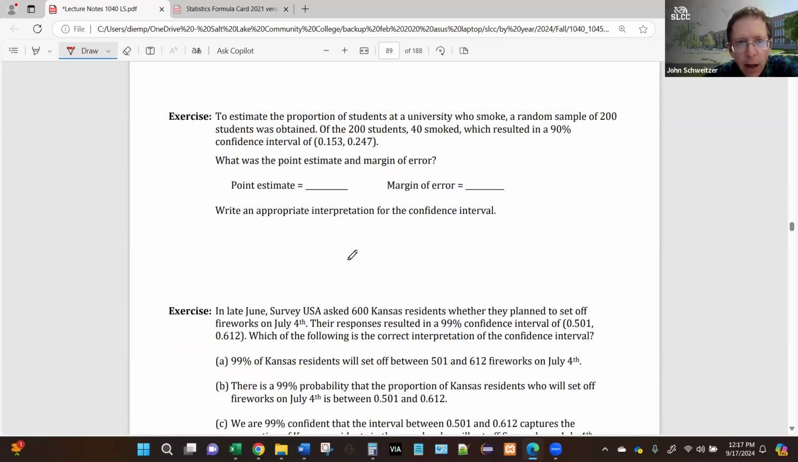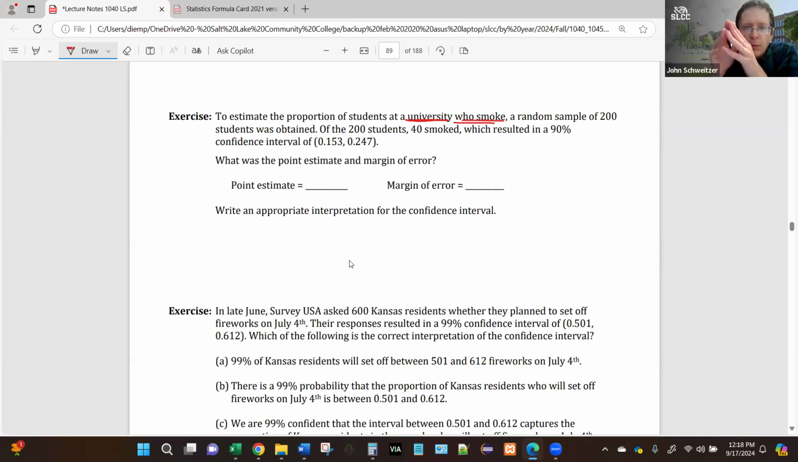Let's say you're a data analyst at a big university. Big universities will definitely have a data science team. Slick has a data science group, so we've got data analysts and data scientists who look at all sorts of statistics about things at the college. So let's say that we're trying to figure out the proportion of students at a university who smoke.